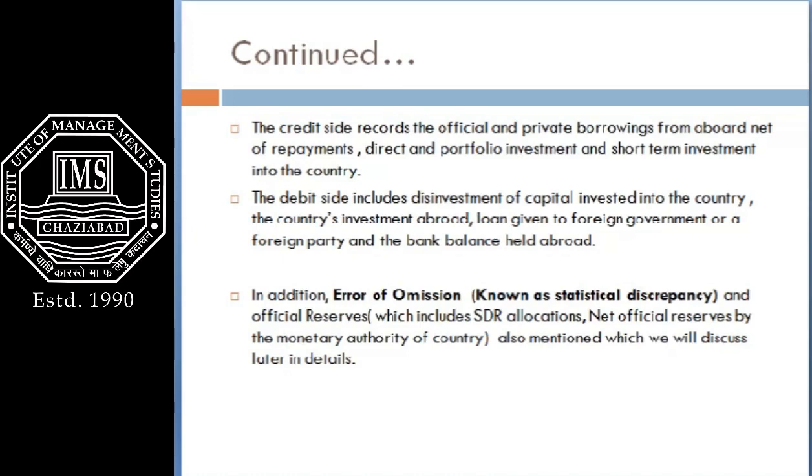The credit side records the official and private borrowings, while the debit side includes investment of capital invested abroad. Apart from current and capital accounts, we need to understand the error, which is known as statistical discrepancy. That is very important while collecting the data of inflow and outflow. So there are some kinds of errors, which come under errors and omissions.